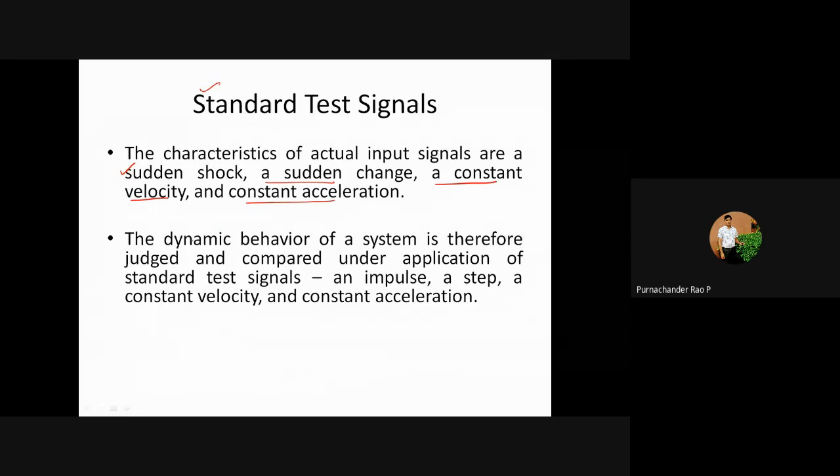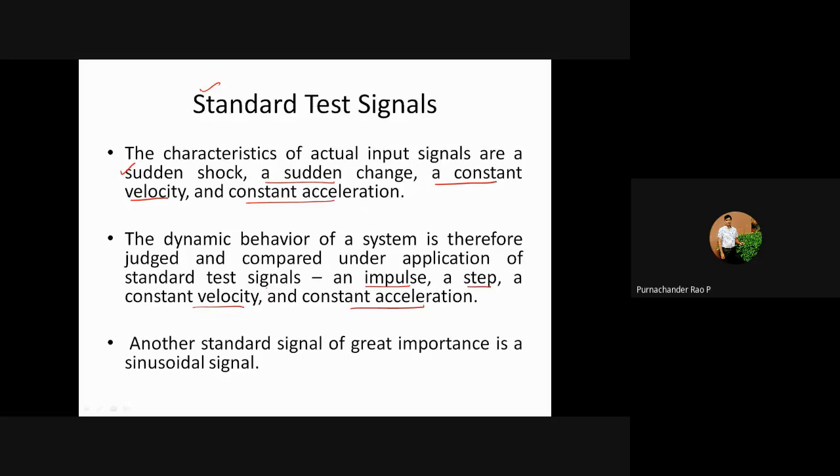The dynamic behavior of a system is judged and compared under the application of these standard test signals. These standard test signals are called the impulse signal, step signal, constant velocity signal, or constant acceleration signal. Another important signal we use is the sinusoidal signal. Normally this is used in our electrical signals.